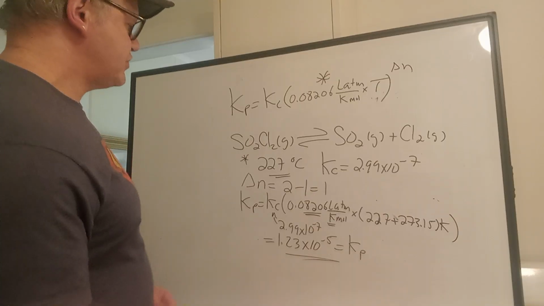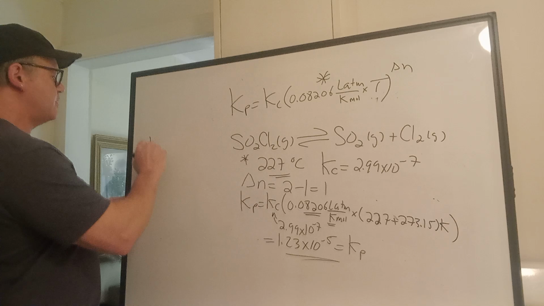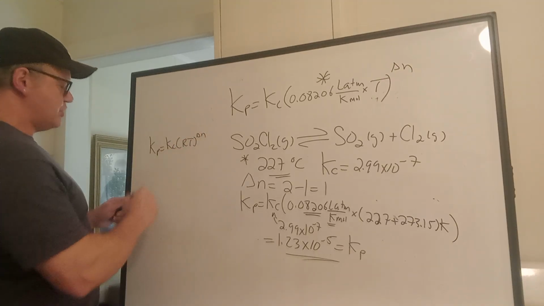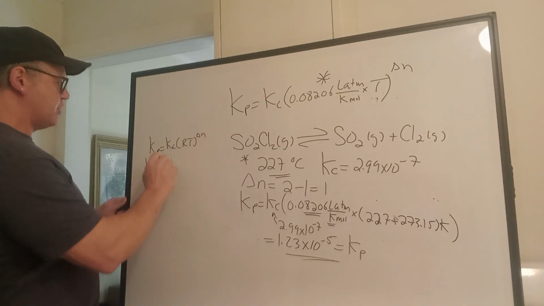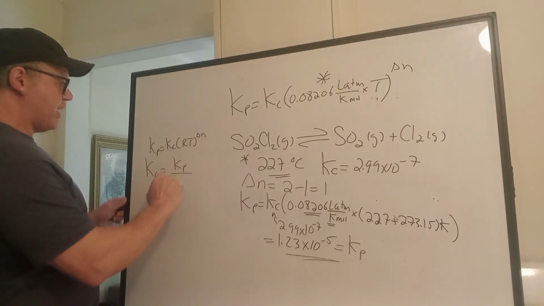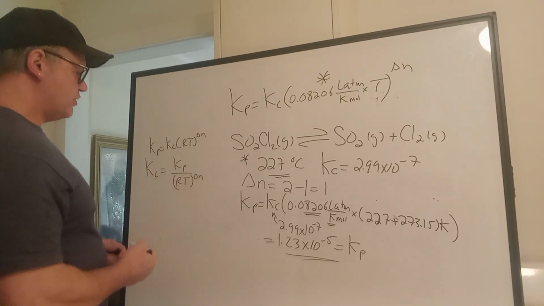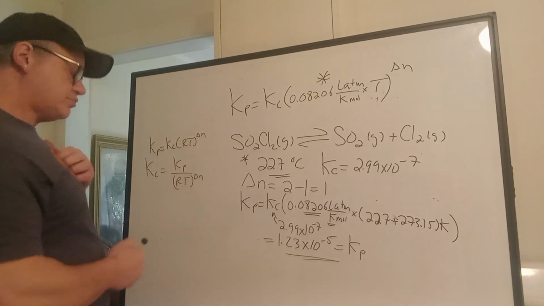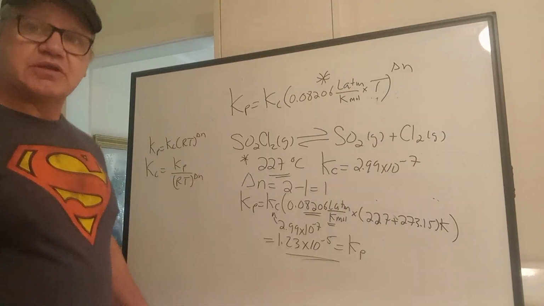And of course, if you have something in the form of Kp is equal to Kc, and I'll just write it as RT delta N, you can solve this. You could put it in terms of Kc is equal to Kp divided by RT delta N. So you can do it in different ways. You can go from Kp to Kc or Kc to Kp readily, depending on what you're doing.